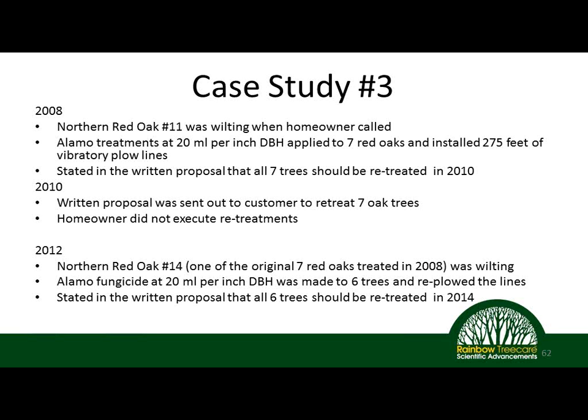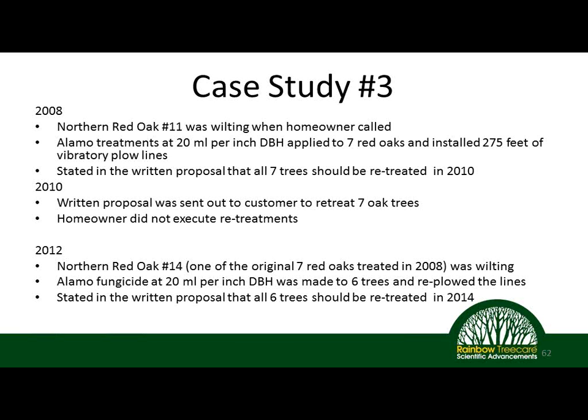The third case study, and this is an interesting one because it really tells the story of the requirement for homeowners and customers and expectations from arborists that they've got to stay the course when managing oak wilt on a particular property. So in 2008, there was one wilting northern red oak that the consulting arborist had identified here when the homeowner called. Alamo treatments were performed on 7 additional red oaks on this property, and there was 275 feet of vibratory plow lines that were created.